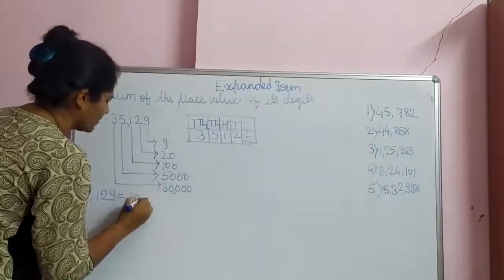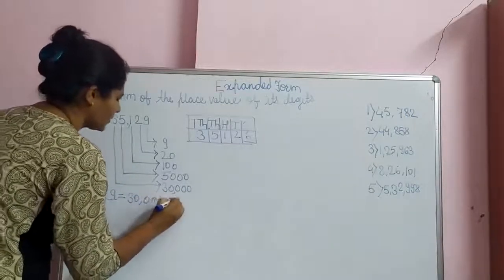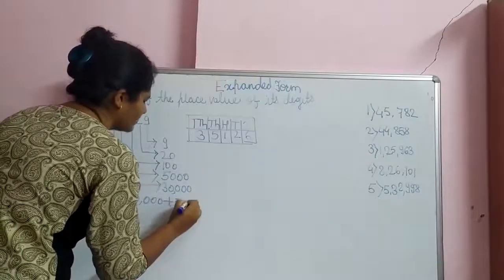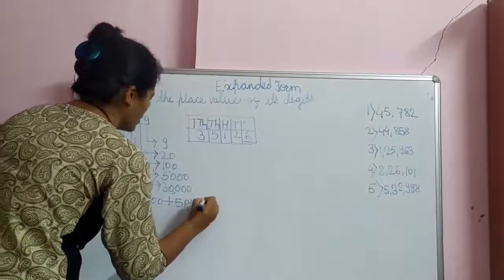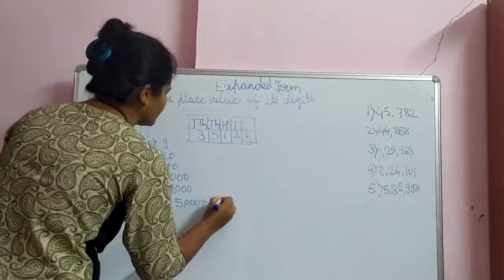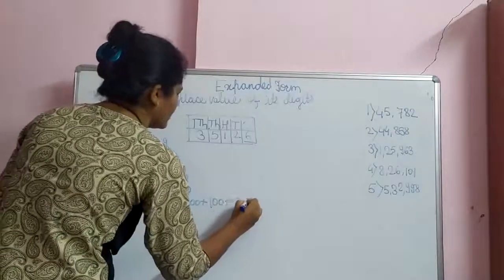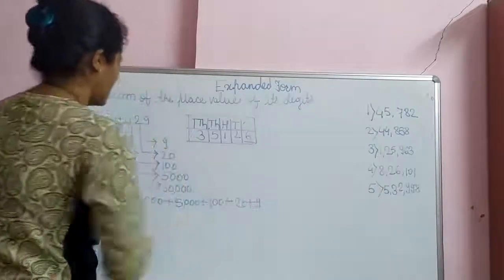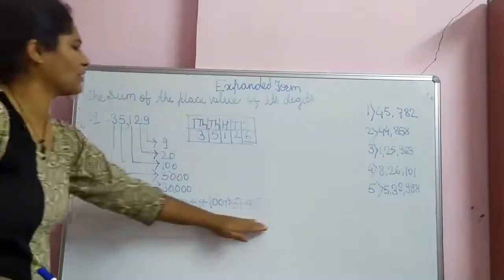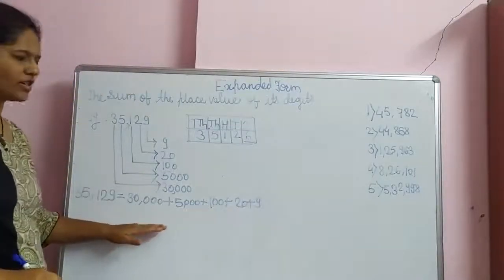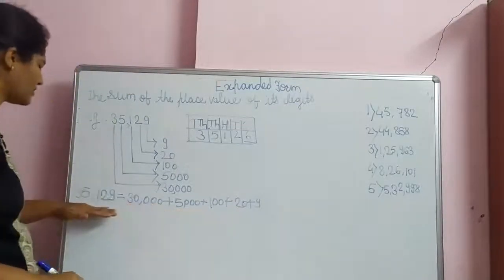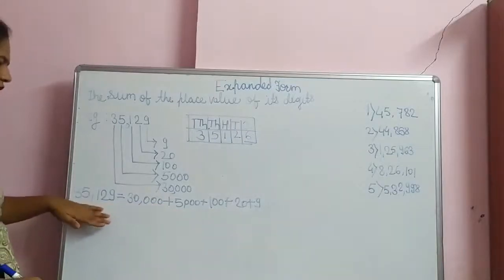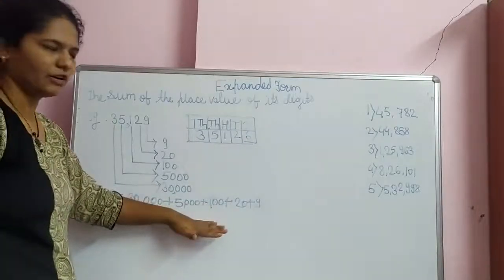The largest number, 30,000 plus 5,000 plus 100 plus 20 plus 9. So what is this? This we call the expanded form. What is it? This is expanded form and this is the standard numeral. This is the standard numeral and this is the expanded form.